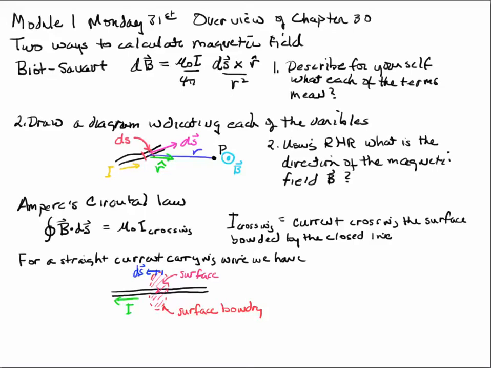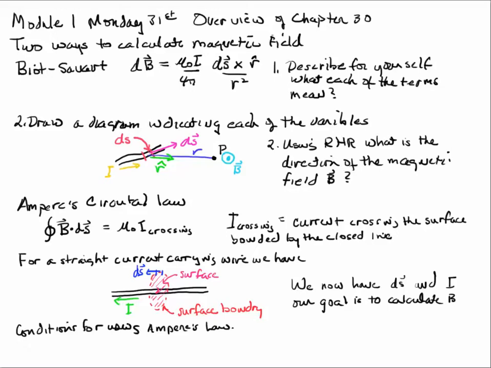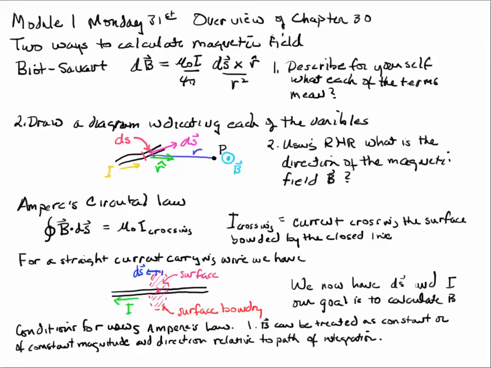And we show the current going in the direction as indicated. Now we have ds and I. Our goal is to calculate B. And like I said, we're just going to talk about it this time. And we have certain conditions for using Ampere's law. One, B can be treated as a constant or constant magnitude and direction relative to the path of integration. One of those two makes the whole problem easier. And two, the geometry is simple or simple to integrate.